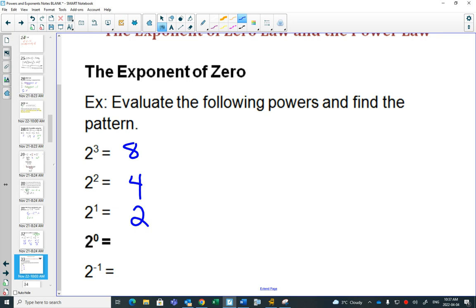So we're back to our notes, back to the exponent law. This is right where we left off, on page 13. What do you think 2 to the 0 is? 1. What pattern did you notice?